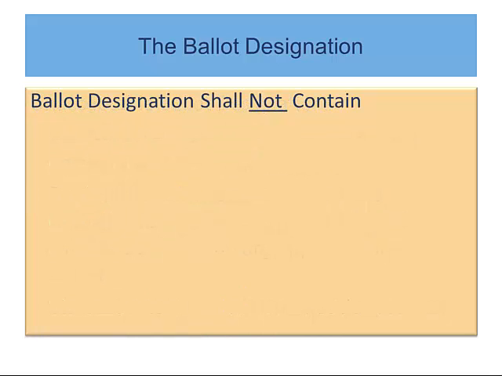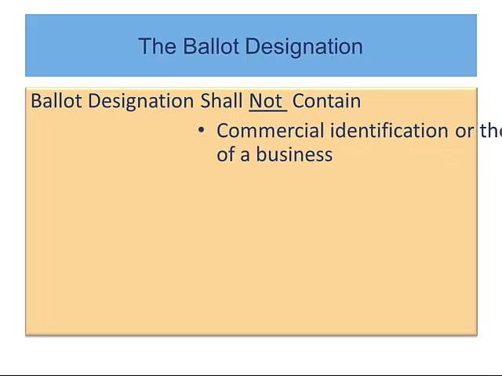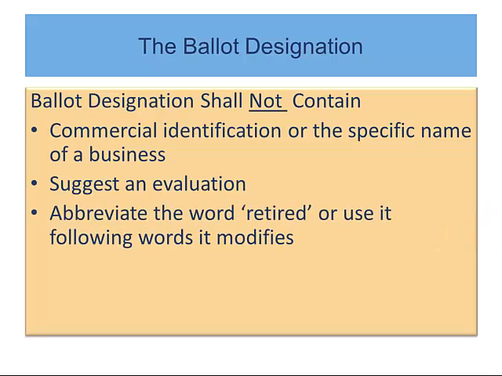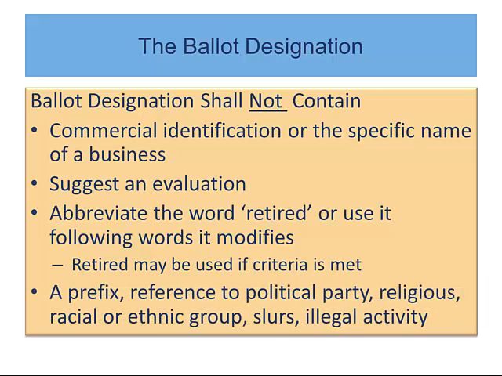Additionally, a ballot designation shall not contain commercial identification, such as the specific name of a business, suggest an evaluation of the candidate's qualifications, abbreviate the word retired or use it following words it modifies. Note that the word retired may be used if specific criteria is met.